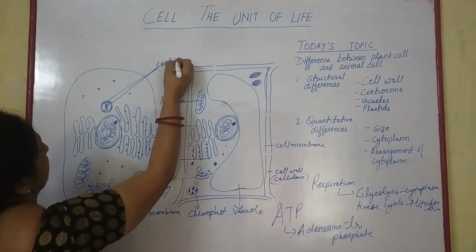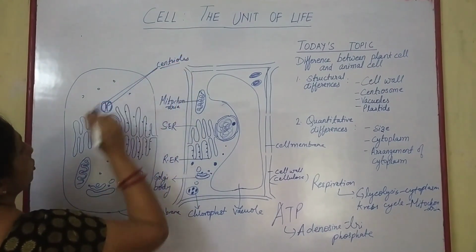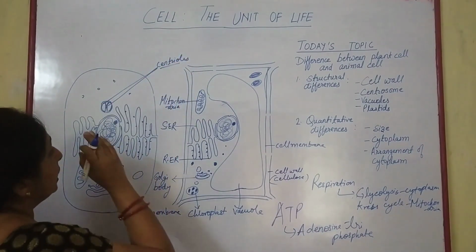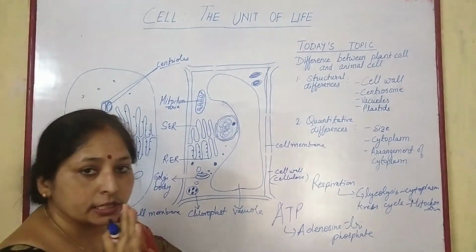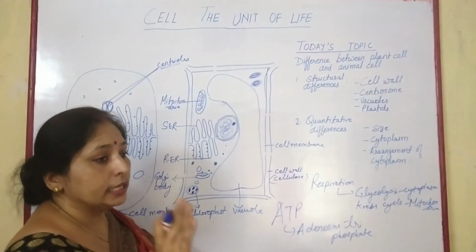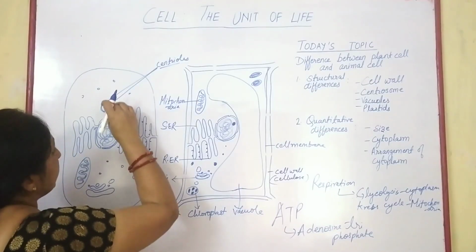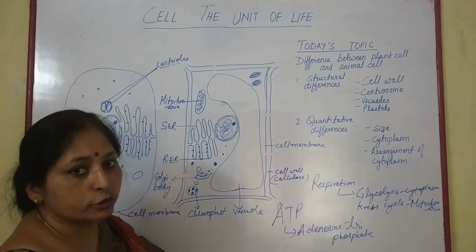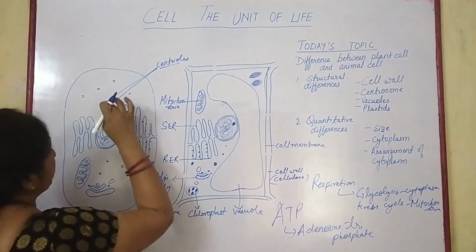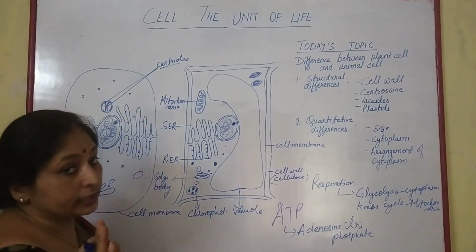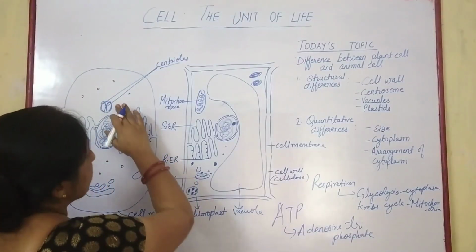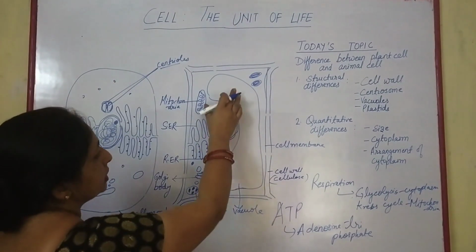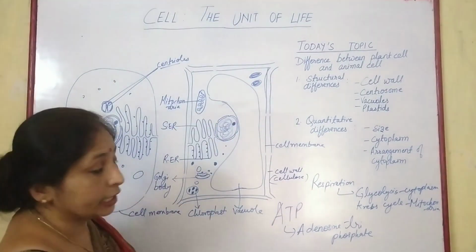Centrioles are packed together to form the centrosome during cell division. When the cell division process takes place, these centrioles start moving apart to the opposite poles of the cell. So the role of the centriole is at the time of cell division. These centrioles or centrosomes are absent in the plant cell.